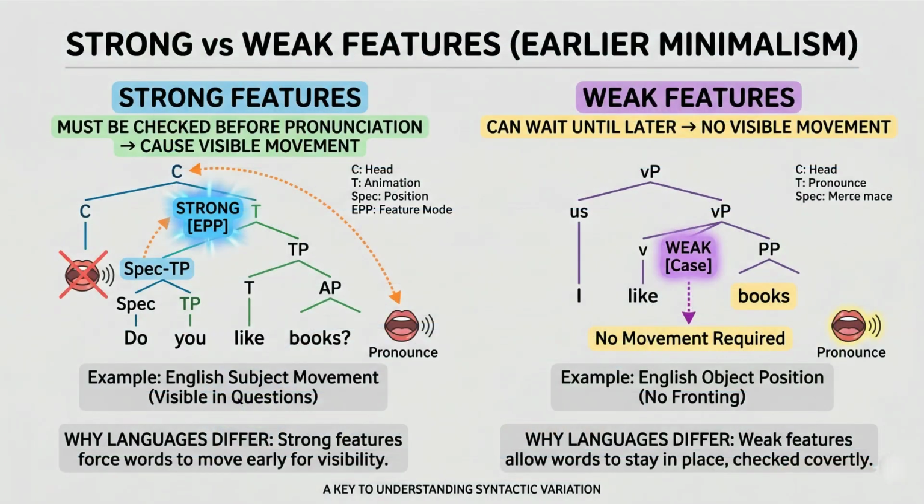Strong versus weak features. Some features were thought to be strong features. Must be checked before pronunciation, that is, cause visible movement. Weak features can wait until later, that is, no visible movement. This explained why languages differ.